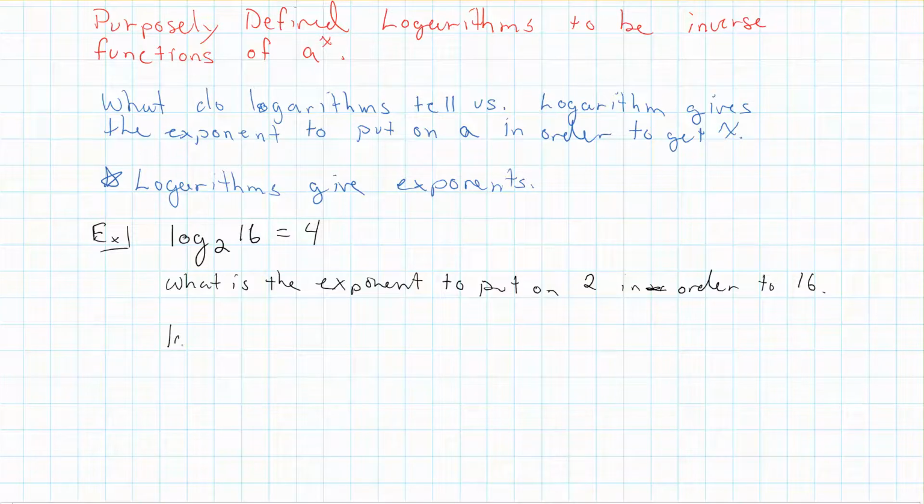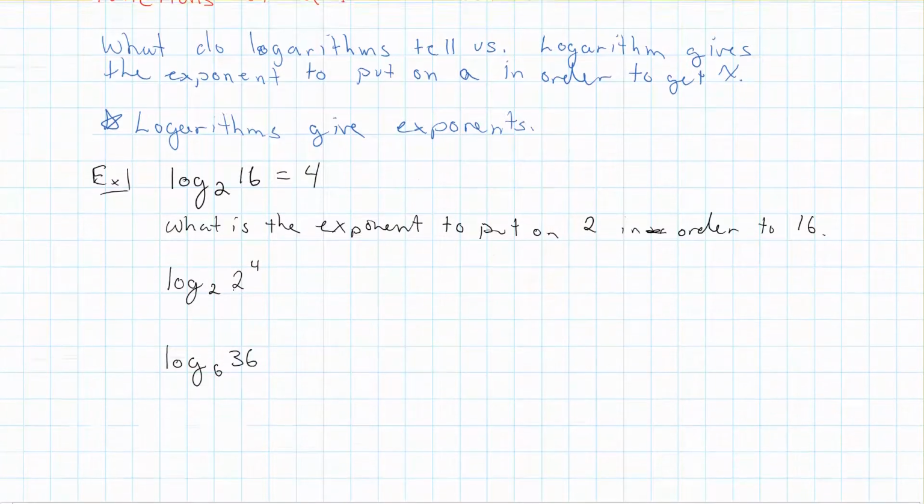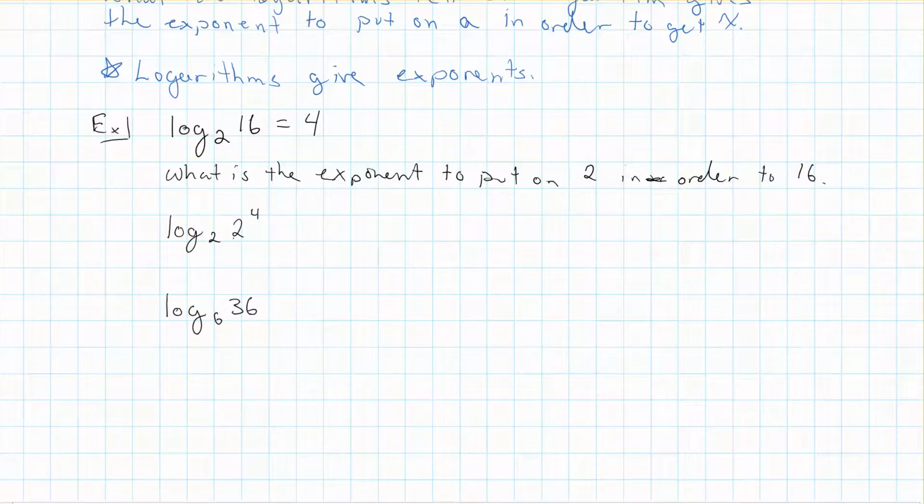You can do that by guess and checking if you wanted to, but I always think of 16 as 2 to the 4th power. So you're saying what exponent do you put on 2 in order to get 16? Well, 16 is 2 to the 4th, so the exponent would be 4. That's why log base 2 of 16 is 4. Now we could do another one: log base 6 of 36. This one should be pretty straightforward. What exponent do you put on 6 in order to get 36? Well, this is of course just 2, since 6 squared is 36.